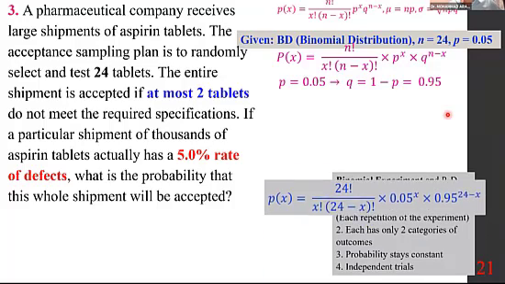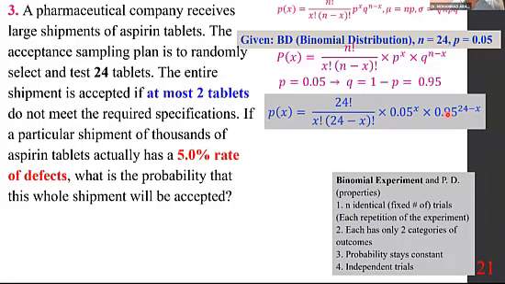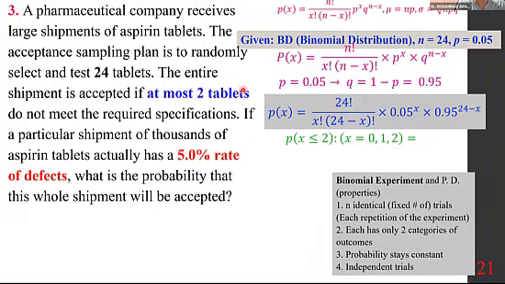So we want the probability of X less than or equal to 2, and we are going to set this up by putting the N, putting the P, and the Q. Now we are ready to move on. Probability of X less than or equal to 2, because we are looking at most. That's the meaning of at most. It means probability of X equals 0, probability of X equals 1, probability of X equals 2, and we need to add those 3 up.